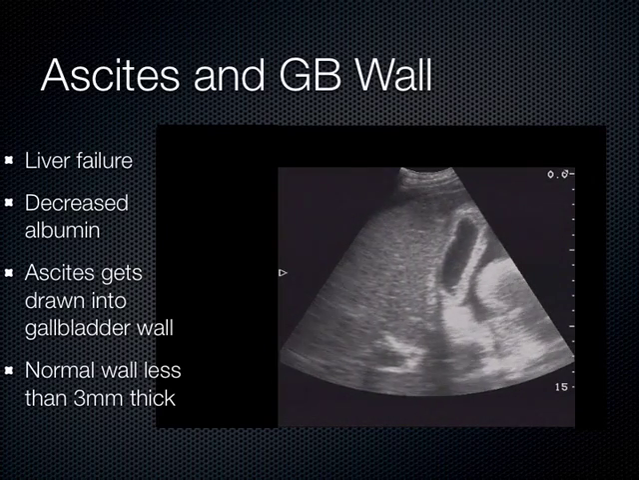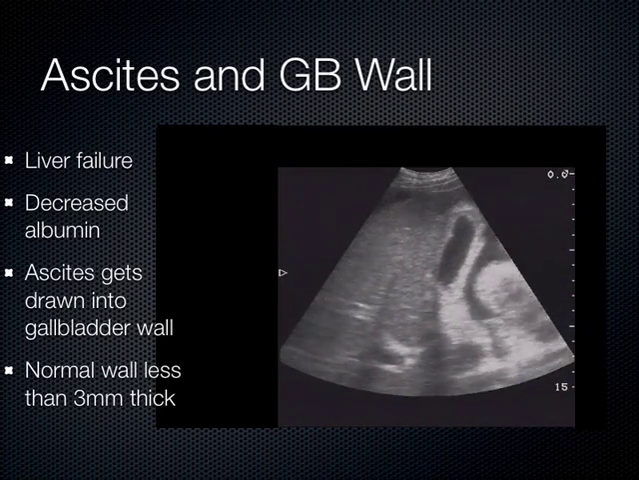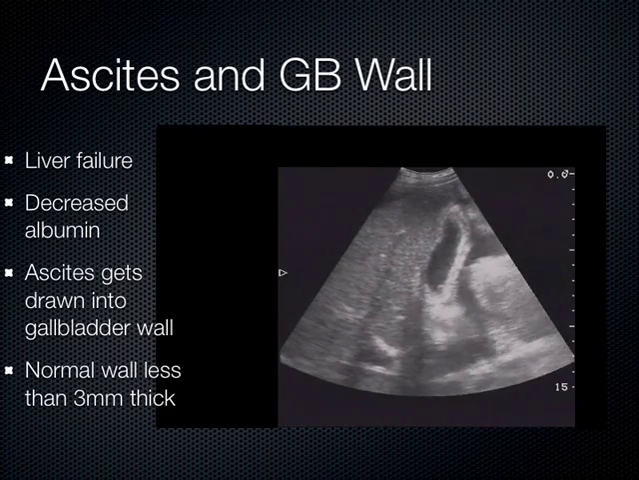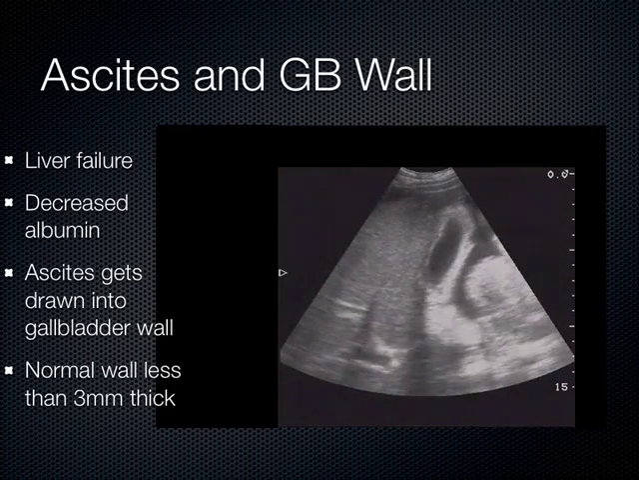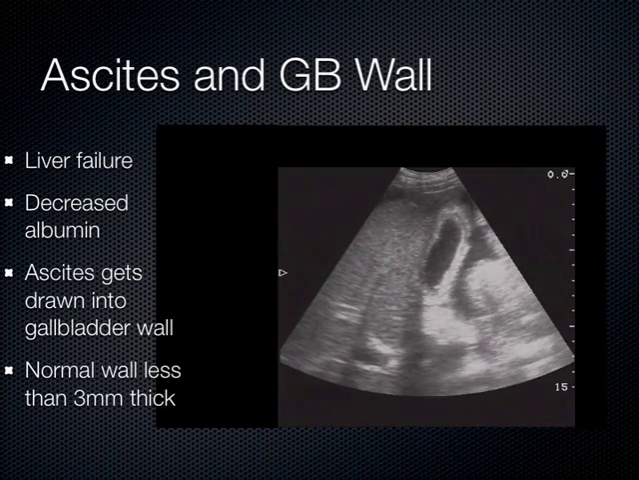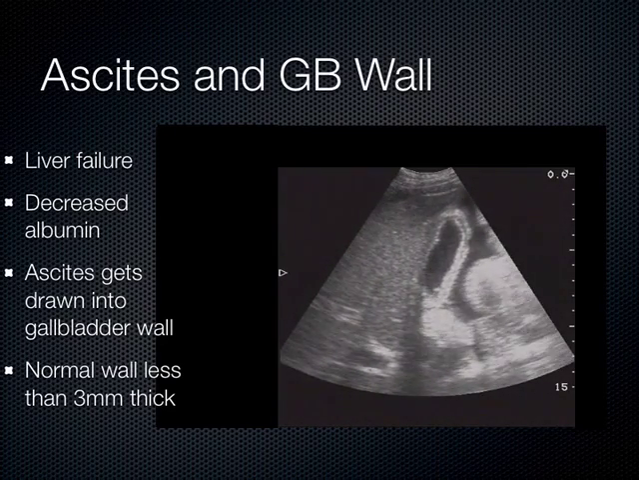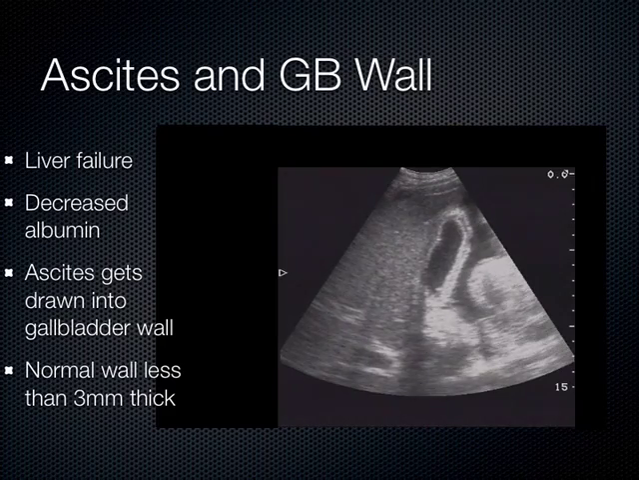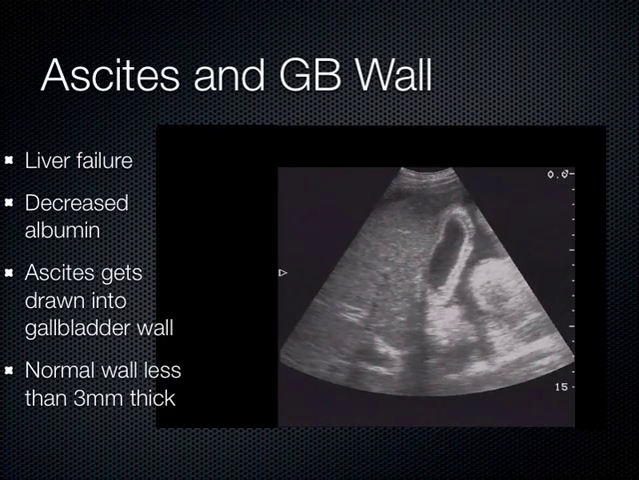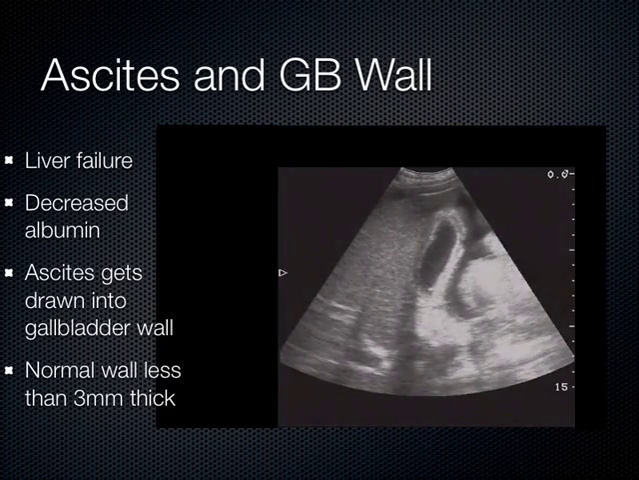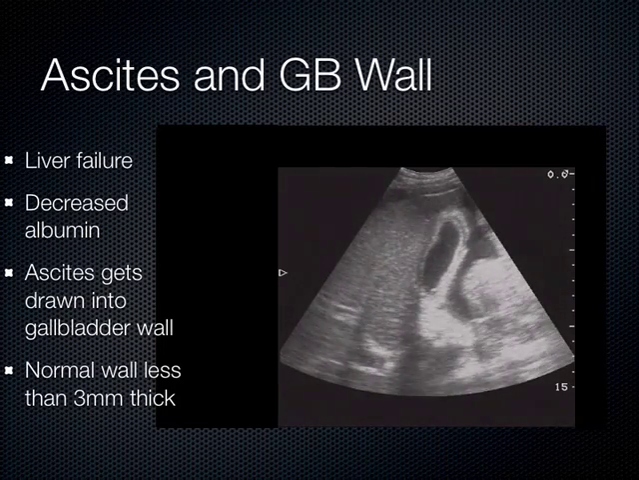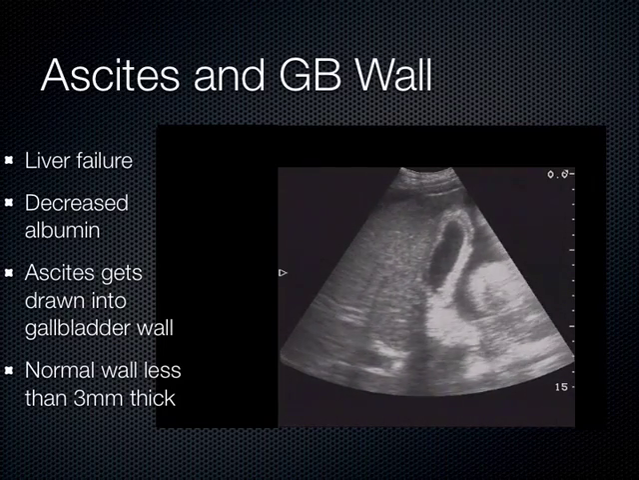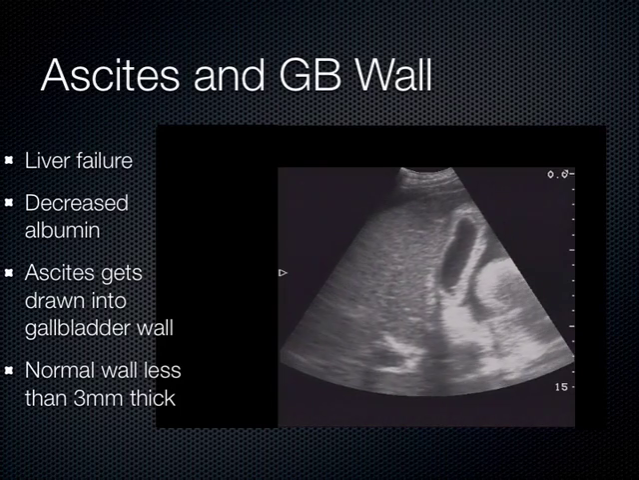Now, normally a gallbladder wall should be less than 3 millimeters, and if somebody has acute cholecystitis, an acutely inflamed gallbladder, then in an infectious situation, the gallbladder wall gets thicker than 3 millimeters, certainly greater than 5 millimeters. Those are patients going to the OR likely that day to have their gallbladder taken out. But ascites can also cause the gallbladder wall to thicken.